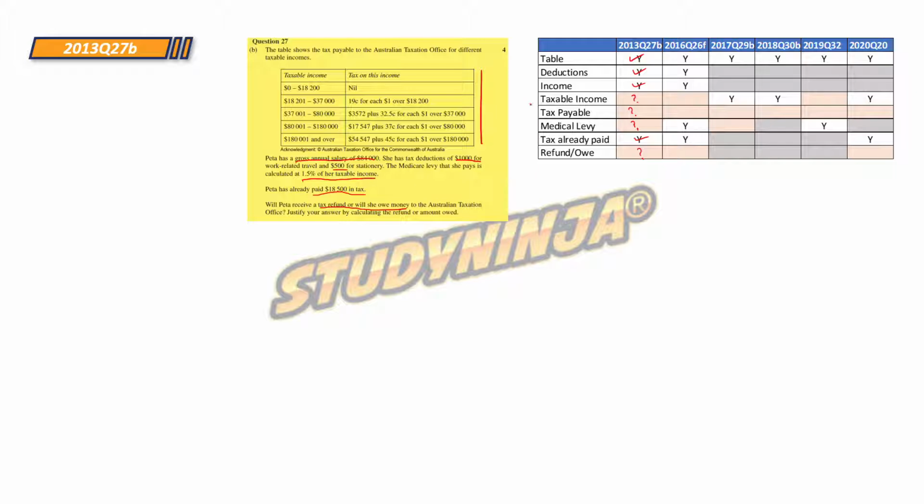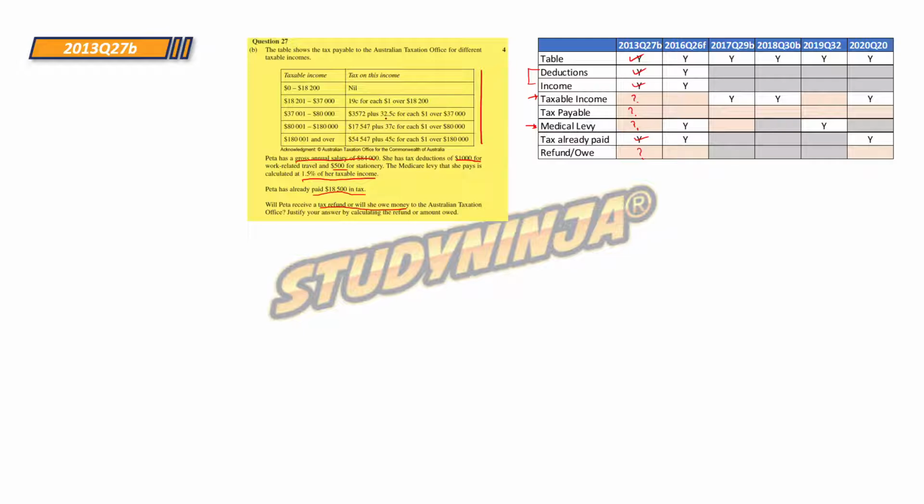And again, I'm not going to tell you how to solve it, but at a high level, how you would work would be, taxable income, you will calculate, which is gross income minus deductions. That will give you this number, taxable income. Once you have the taxable income, 1.5% of taxable income is the medical levy. So you'll multiply this number by 1.5%. You will get this number. Tax payable, on that taxable income, use this table to work out what the tax would be.